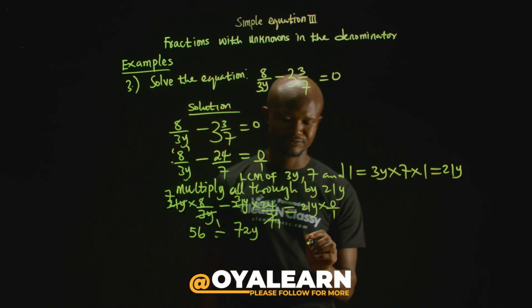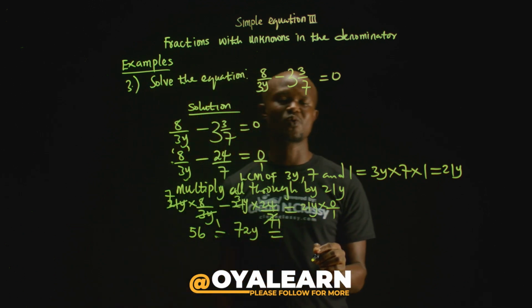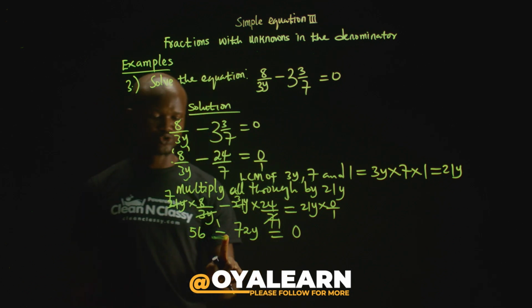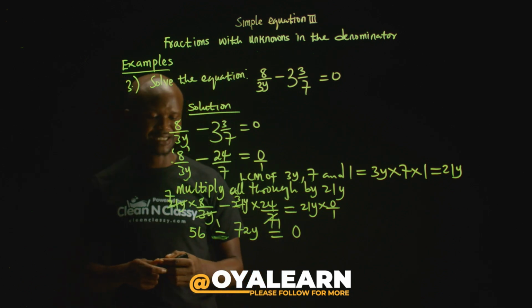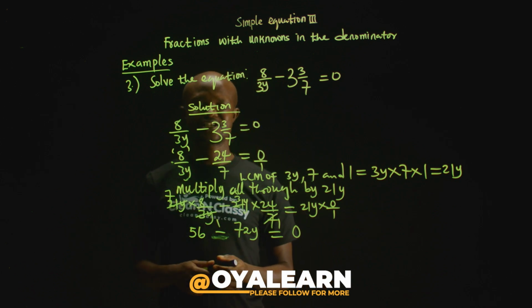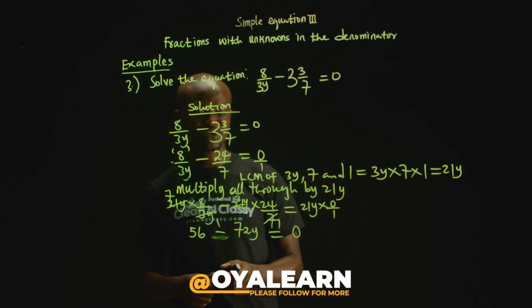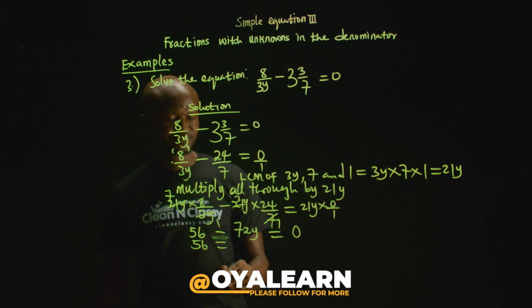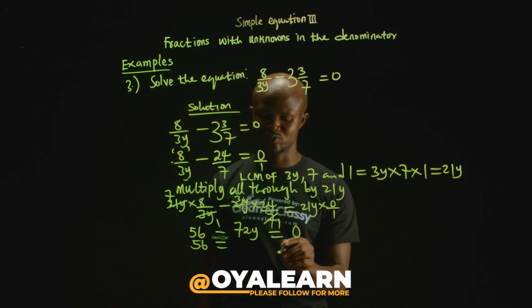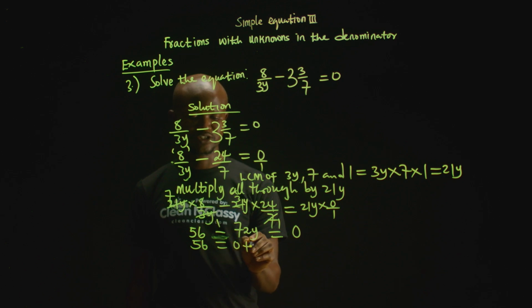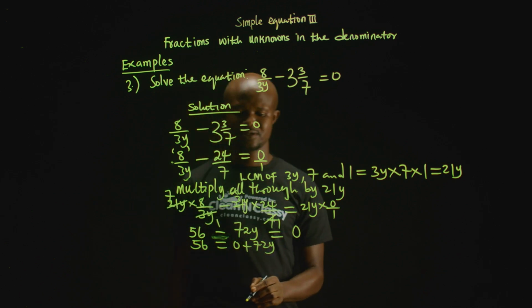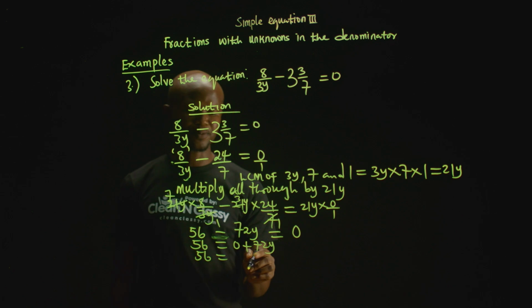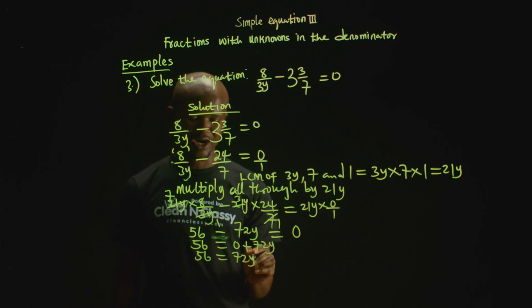Then we have this equals 21y times 0. That will give us 0. So the next thing for us to do is to collect the like terms. Collecting the like terms, we just take minus 72y to the right. So we have 56 equals, taking minus 72y to the right, 0 plus 72y. So we have 56 equals 72y.